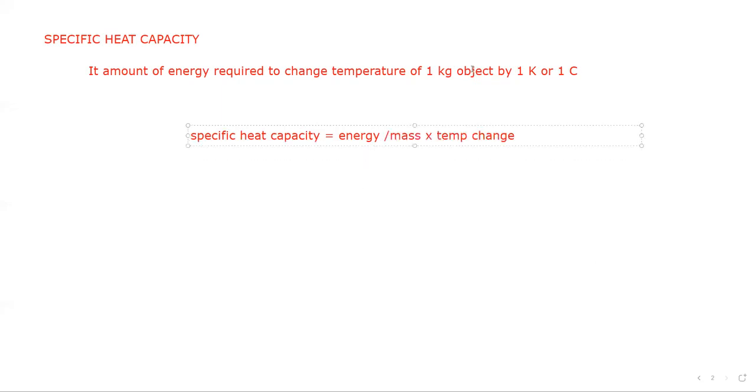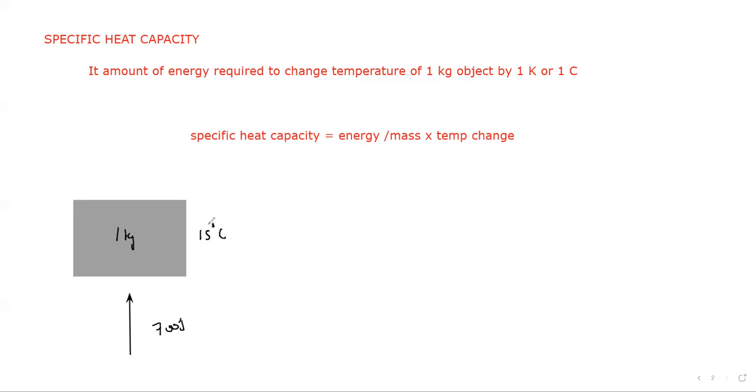If we are only finding it for each kilogram, for example, we have a 1 kilogram object, and we supplied 700 joules so that its temperature changes from 15 degrees centigrade to 16 degrees centigrade. The amount of energy we supply so that for each kilogram the temperature changes by 1 degree centigrade, that energy supplied is known as specific heat capacity.